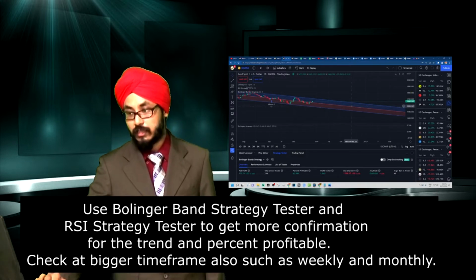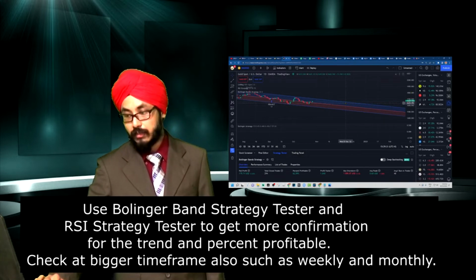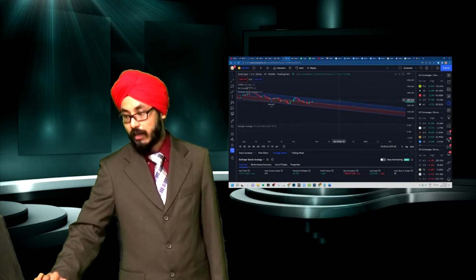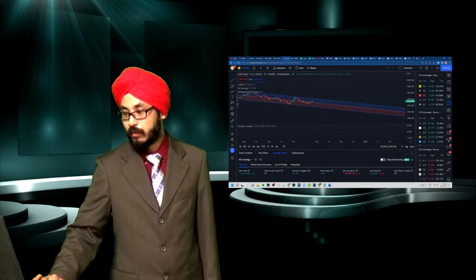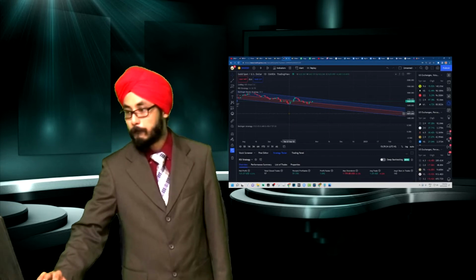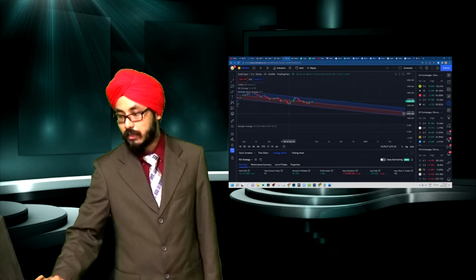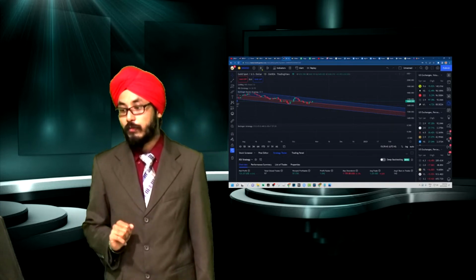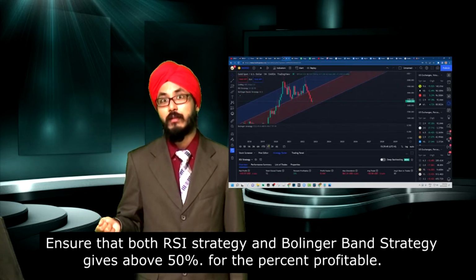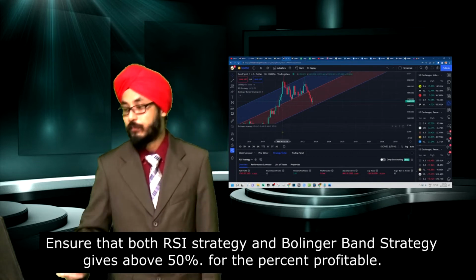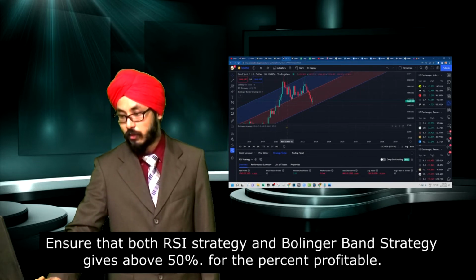For the RSI strategy tester, at the daily we have about 79% profitable. At our weekly, we would have about 40%. And at our monthly, we would have about 100%. However, we need to confirm this with our Bollinger Band strategy tester, and it is important that the percent profitable is above 50 for both. So we will check the Bollinger Band strategy tester.